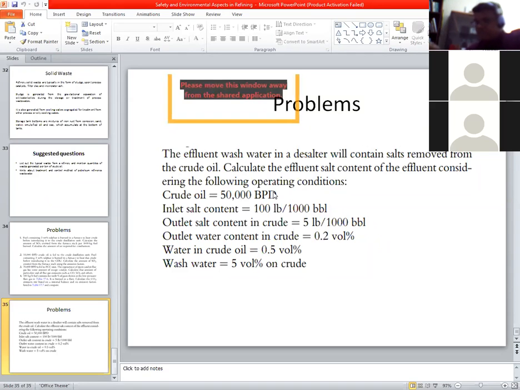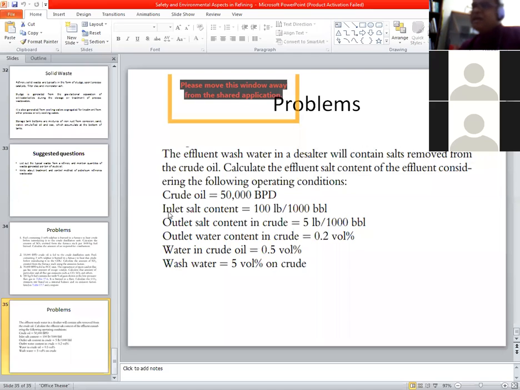Do that first. How much? 2,600, doctor. Unit. You have to tell the unit. Very important here, unit. What will the unit be? Barrel per day. Very good. Barrel per day.